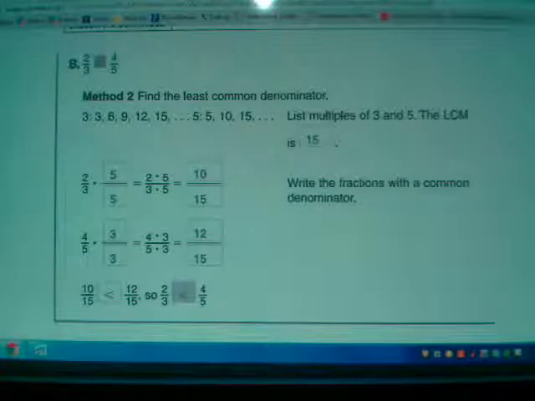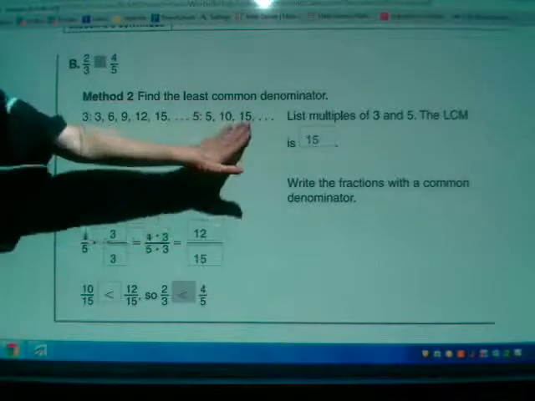And we keep going. 3, 6, 9, 12, 15, 18, 21, 24, 27, 30, so on. 5 list, same principle. 5, 10, 15, 20, 25, 30. Notice how the list is generated. 5 times 1, 5 times 2, 5 times 3, 5 times 4, so on and so forth. So the first number that hits on both lists here is 15.